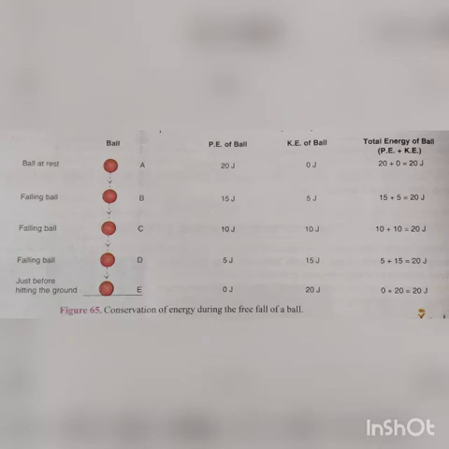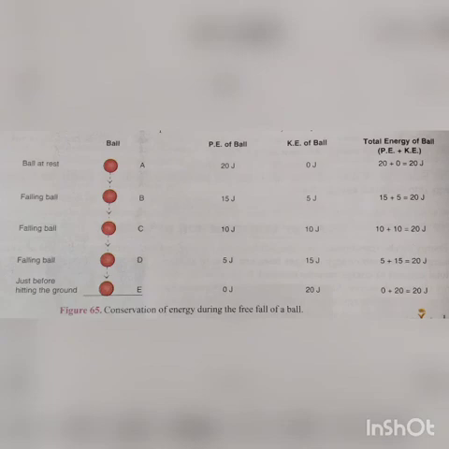Similarly, at point C, the potential energy has decreased to 10 joule and kinetic energy has increased to 10 joule. If you add both these energies, it will again be 20 joule. In this way, students, when the ball is just before hitting the ground, the potential energy of the ball is 0 joule, but the kinetic energy of the ball has increased to 20 joule. So then also it will be 20 joule itself.